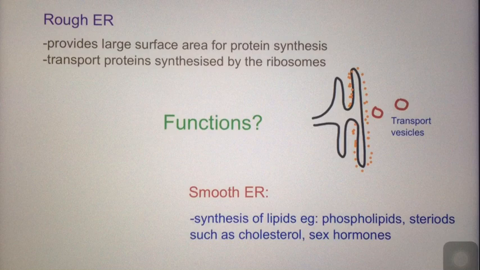On the other hand, smooth ER has the function of synthesizing lipids such as phospholipids, which is the main component of the cell surface membrane, and steroids, for example, cholesterol, and sex hormones like testosterone and estrogens.